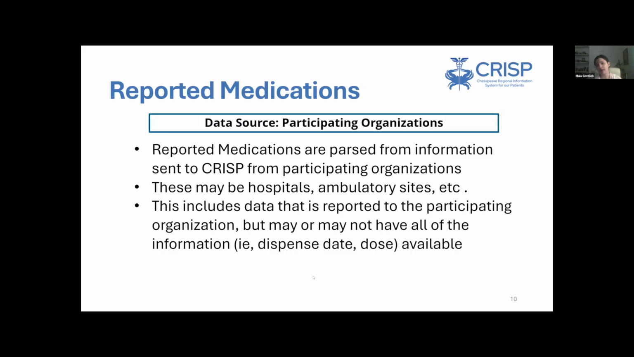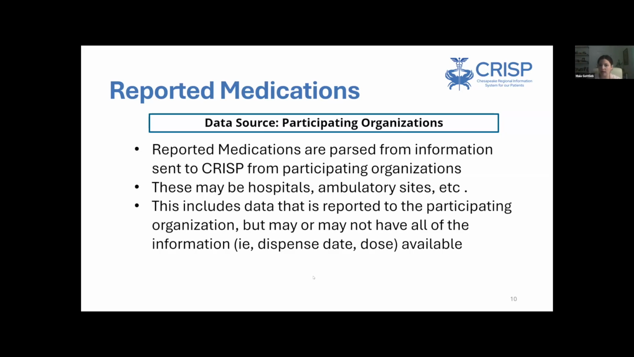Okay, the next form of medications that we have and that we share is reported medications. The reason this is separated from dispensed medications is because it comes from a completely different source. It comes from all of the organizations that participate with CRISP. These organizations send a lot of information to CRISP, including often medications. So we're able to parse that data from the messages that they send. And when we're able to parse it and share it, we share what information we've received with users.